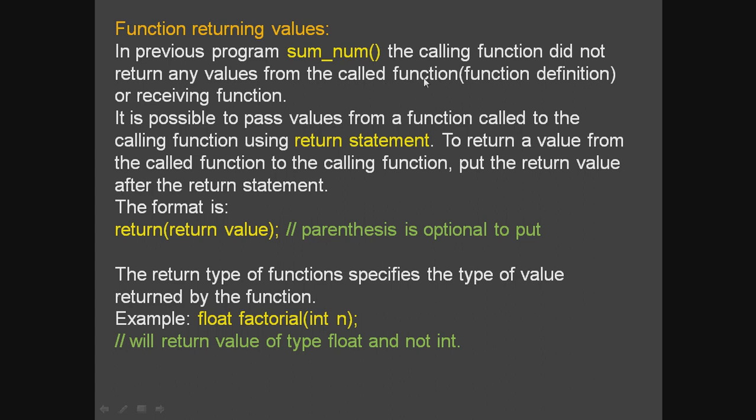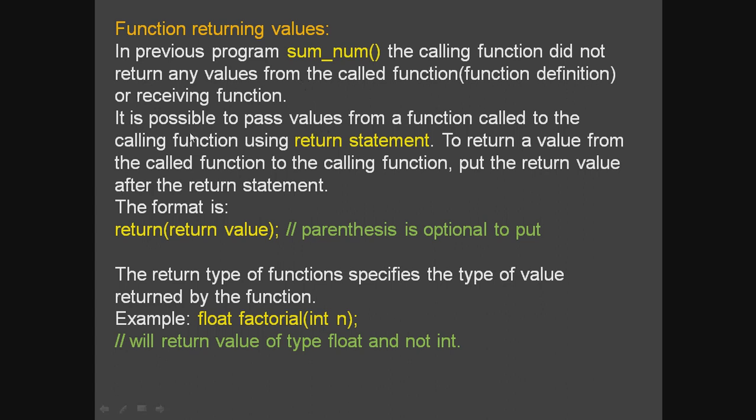In that previous program, the calling function did not receive any value from the called function. In this video we are going to see two programs where the called function does return a value back to the calling function. In the previous program, in the function definition sum_num body, the variables were declared, the formula was executed, sum equals a plus b, and the cout statement was run there. So no value was returned back to the calling function.